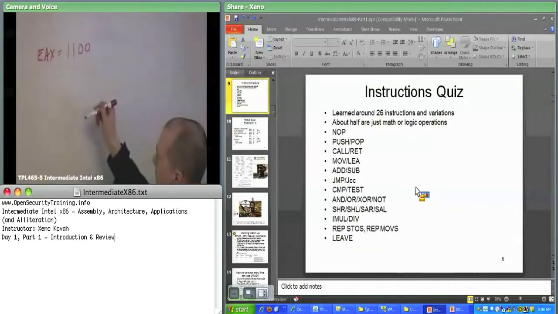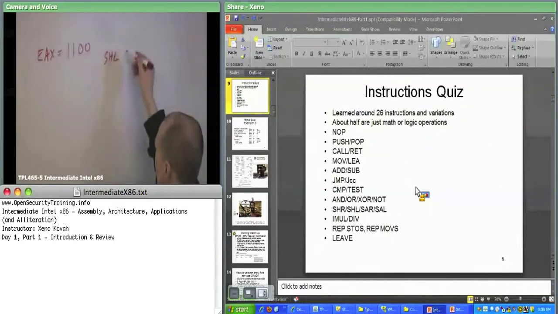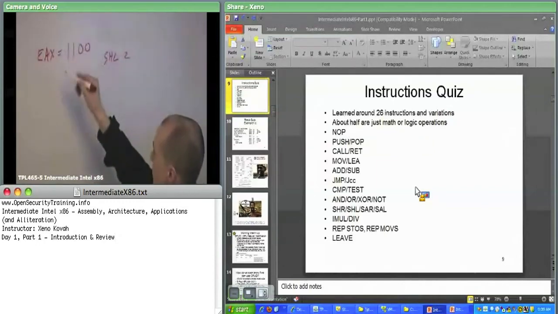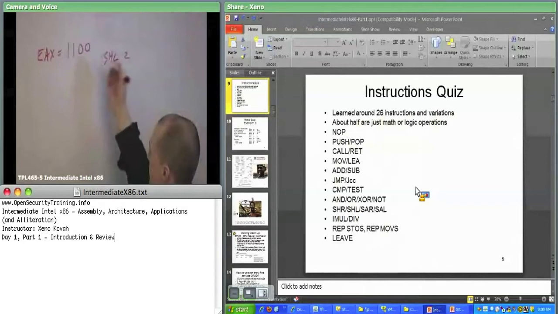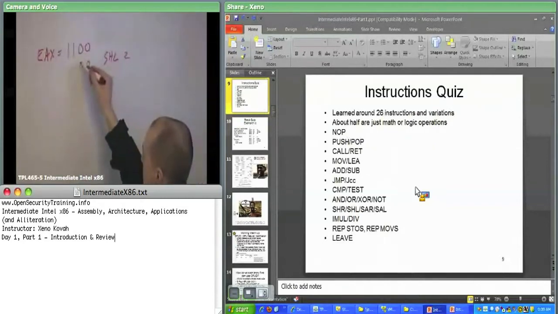If I took that and did shift left 2, the 2 specifies how many bits to shift. The L for left shifts that way. And so in this case, I basically take each of these bits and move them left by 2. You pretend it's doing it one at a time. So it would go 1000, and then it would go 0000.